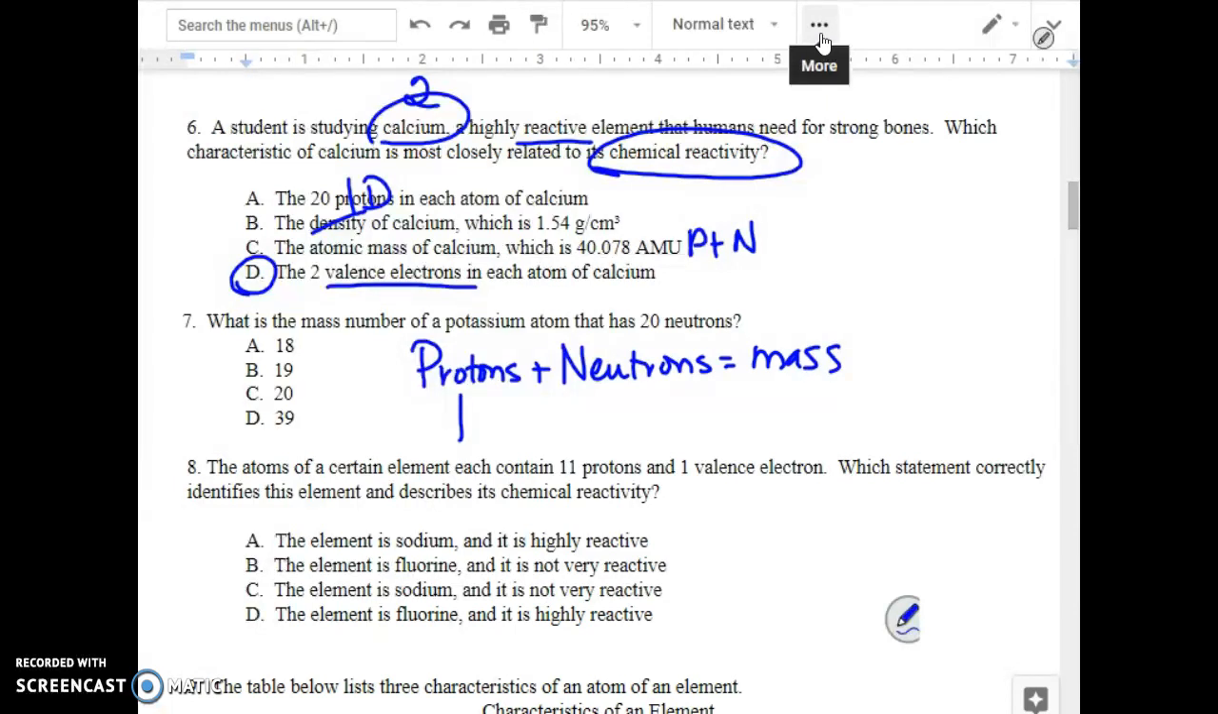Potassium is number 19. It's atomic number 19, so I know it has 19 protons. And it's telling us it has 20 neutrons. So my mass number, 19 plus 20, is going to be 39. So that is D.